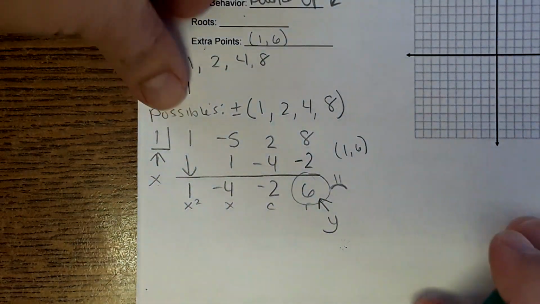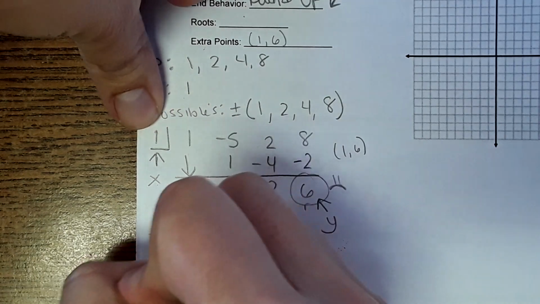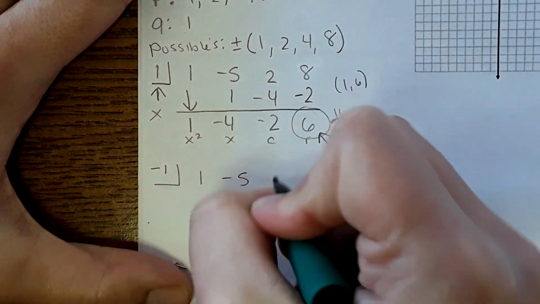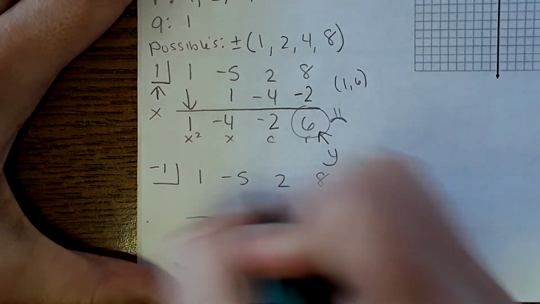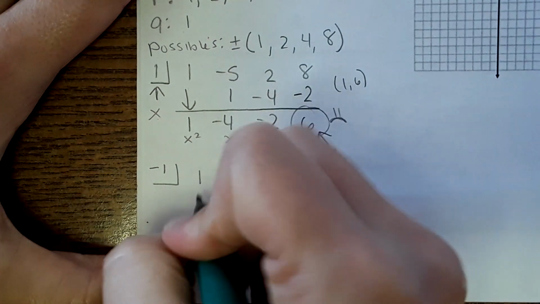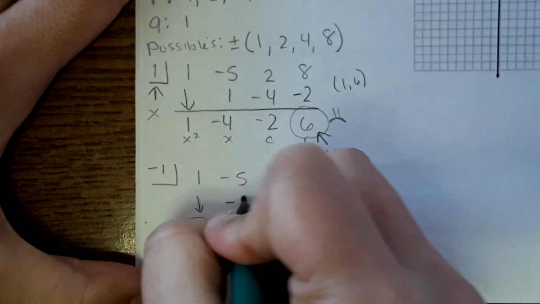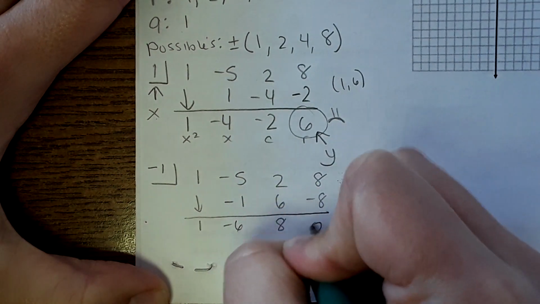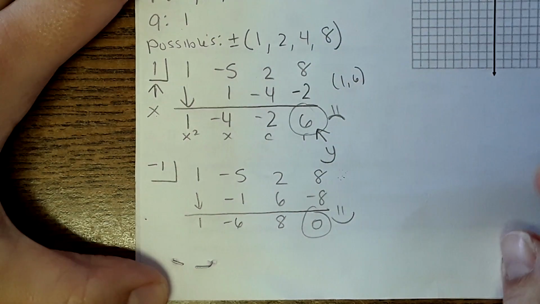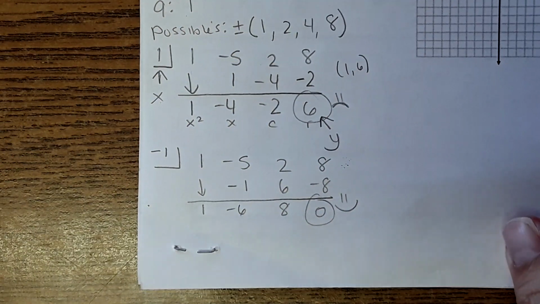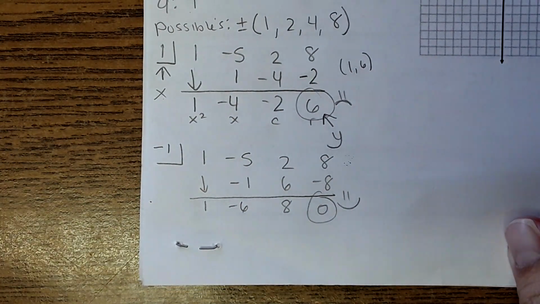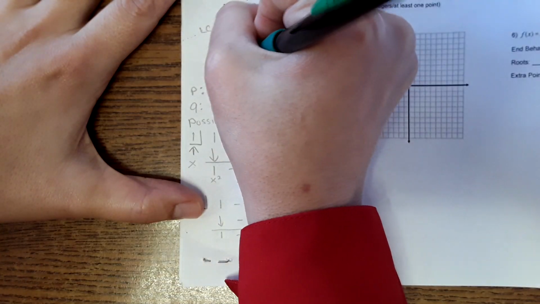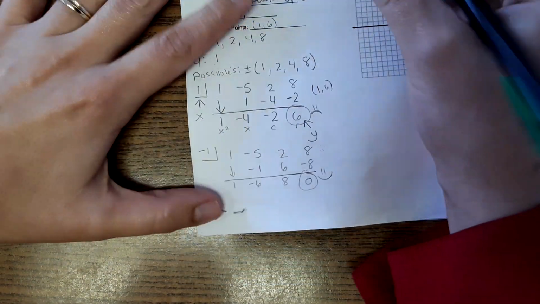So now that we've tried 1, maybe we'll try -1. Remember, we're looking for a remainder of 0. Okay, so we got a remainder of 0. That means one of our roots is -1, but we need 2 more.